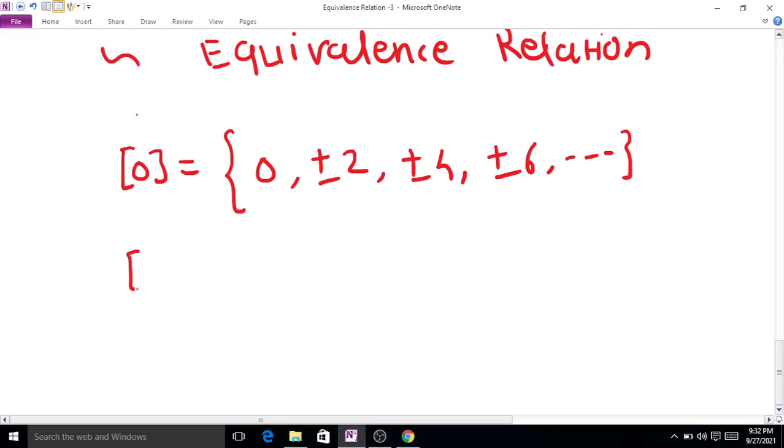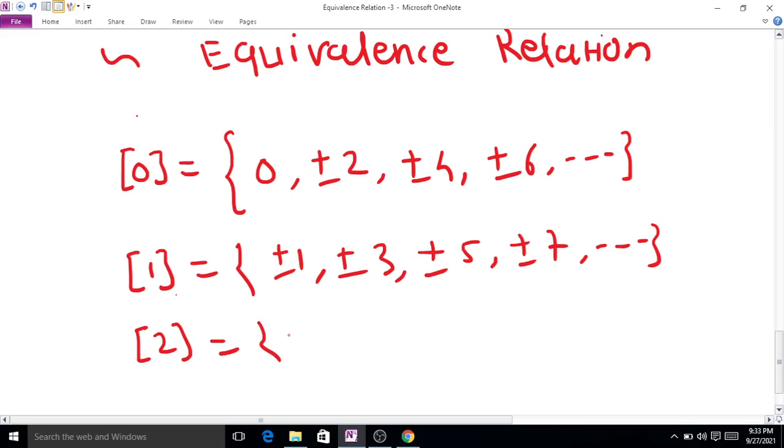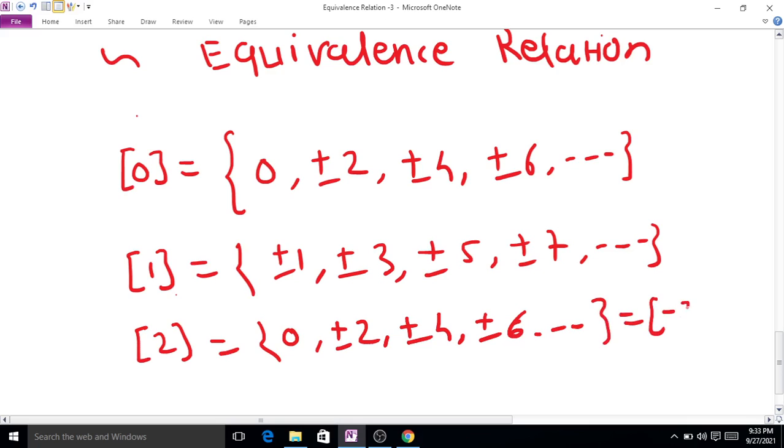Similarly, if we want to determine the class of 1, we want to collect all the integers such that their addition with 1 is always an even integer. So it is plus or minus 1, plus or minus 3, plus or minus 5, plus or minus 7 and so on. So this is the equivalence class of 1. Similarly, the equivalence class of 2 is again 0, plus or minus 2, plus or minus 4, plus or minus 6 and so on. It is equal to the equivalence class of minus 2, which is the same as the equivalence class of minus 4.